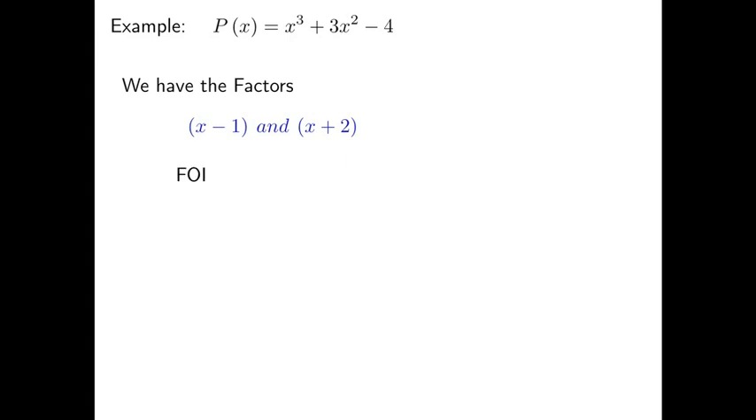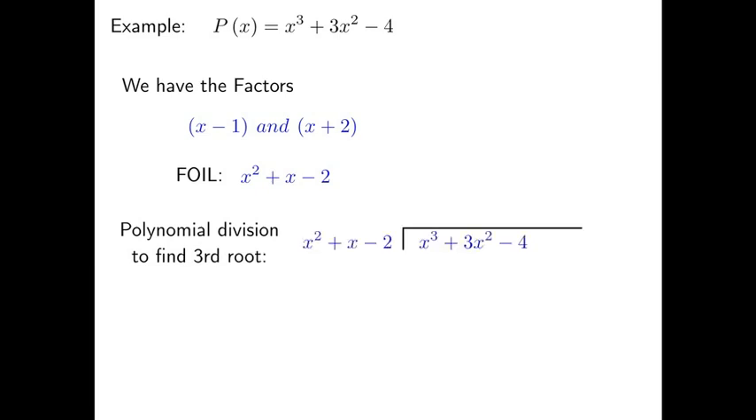So now we can take the factors that we have and FOIL them to get x squared plus x minus 2. And the reason we're doing this is because we haven't completely factored our polynomial yet. If we have these two factors, we're still missing a term. So in order to find it, we're going to FOIL, and then we're going to divide our polynomial by this product. For long division with polynomials, we need to find what we can multiply that x squared term by to get our x to the third term.